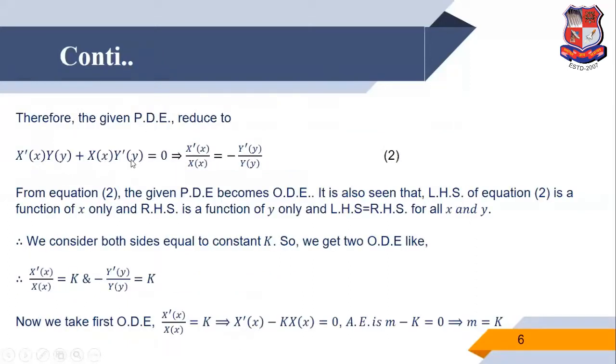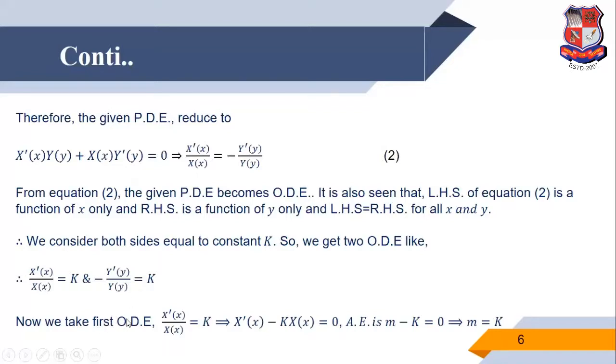And here we use the separation of variables method. Then we separate both: X'/X = -Y'/Y. And then, since the left hand side is equal to the right hand side, we can consider it equal to a constant k. So we get two ordinary differential equations. One is X'/X = k, and the other equation is -Y'/Y = k.